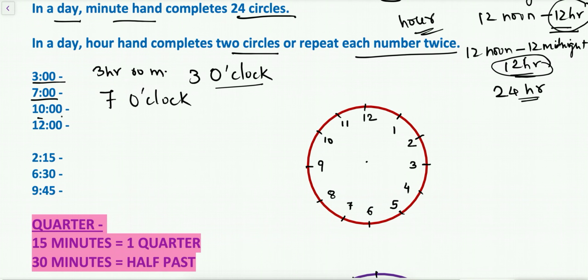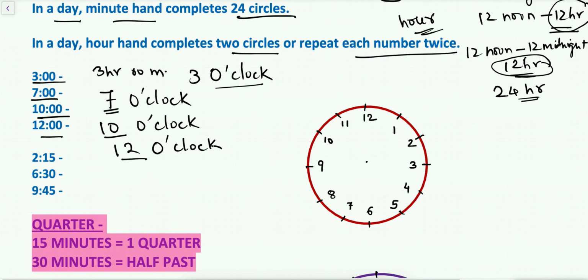And this is 10 o'clock. This one is 12 o'clock. That is 7 hours and 0 minutes, and here 10 hours 0 minutes, 12 hours 0 minutes. So how will it be exactly? For 3 hours, the hour hand will be here and the minute hand will be exactly on 12.